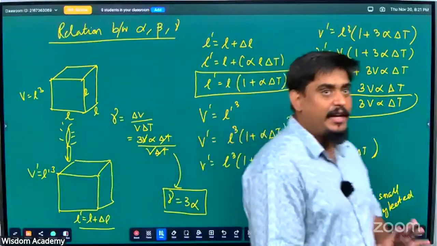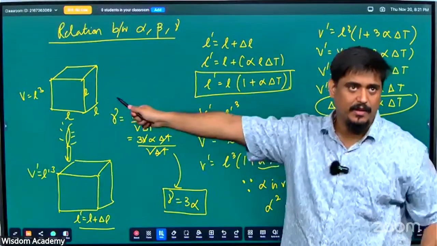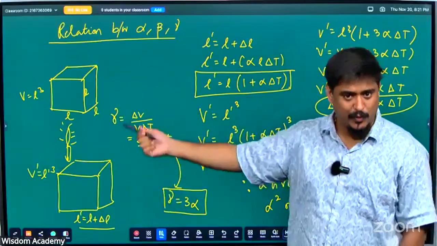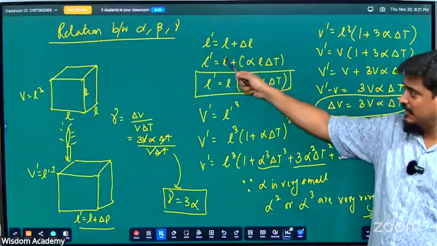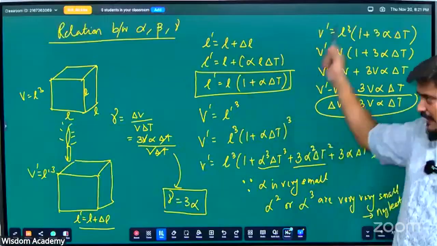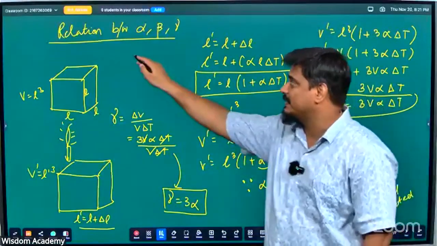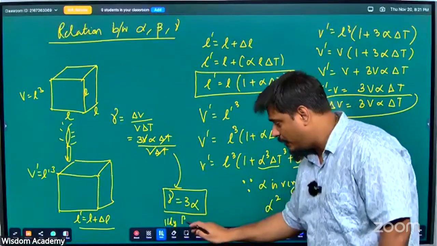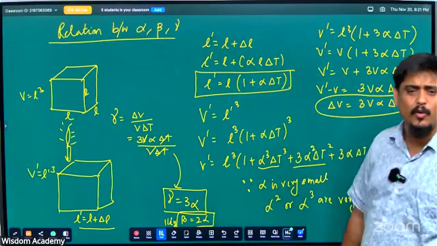In the same way, if I would have taken the initial area as A, which is L square, and the final area as A dash, L dash square, and I would have found L dash, then A dash. The same way, I would have got beta as 2 alpha. If you want, as homework, you can go and do this.